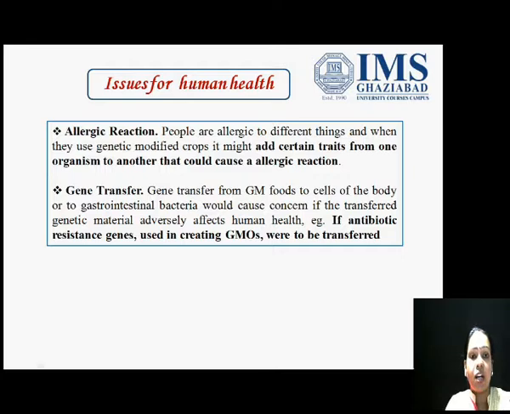Suppose the antibiotic resistance genes that have been used in genetic engineering are transferred to humans or bacteria, then it will cause lots of problems, and the different antibiotics will not be helpful for the treatment of humans.